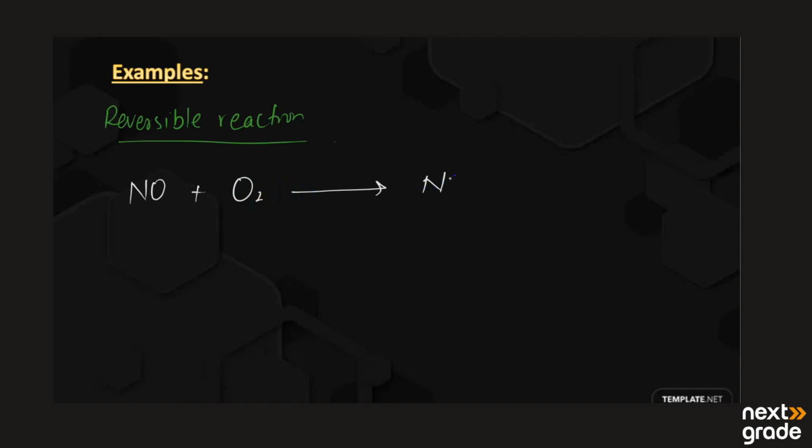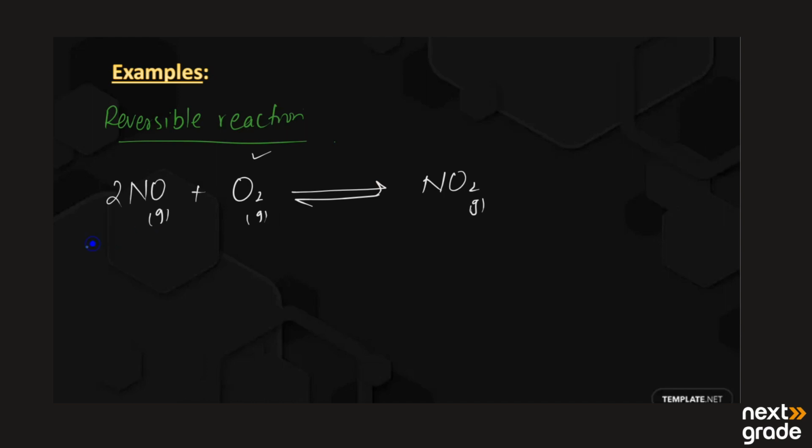Now let's have an example for the forward and reverse reaction. For example, we have a reversible reaction. The simple example we have is when NO is going to combine with oxygen and change into NO2. These are in the gas phase. This is a reversible process. Now we have to categorize the forward and reverse reaction in this.